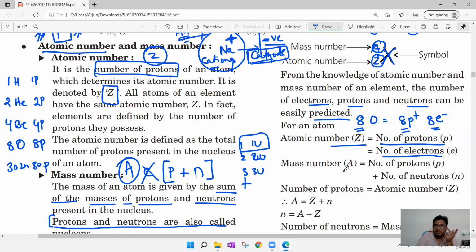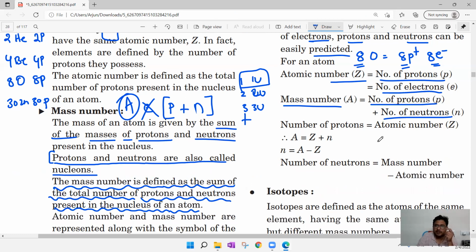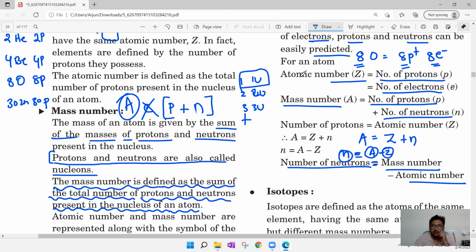Next, mass number. Number of protons plus number of neutrons. So mass number A is equal to proton count plus neutron count. From this, if you need neutron count N, send that Z to the other side, and it becomes A minus Z, which is equal to N. So number of neutrons N is equal to mass number minus atomic number. Simple. We will get neutron count.